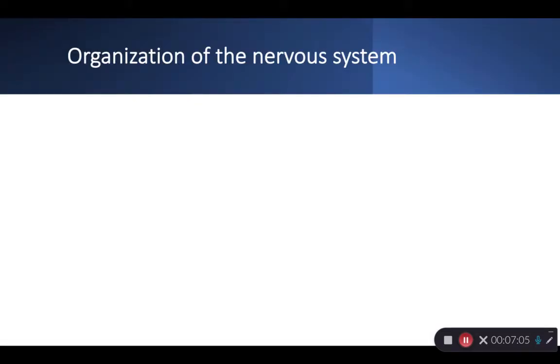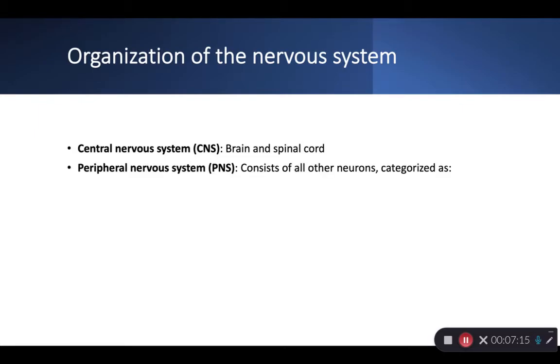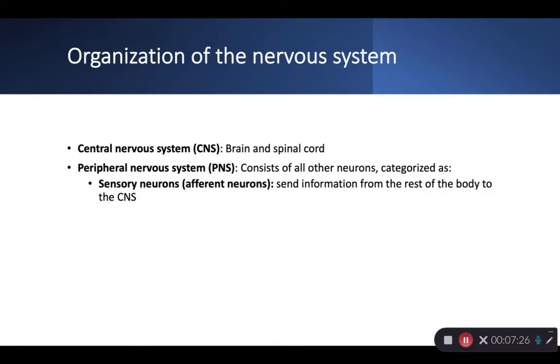Okay. To talk a bit more about the organization of the nervous system, this is going to be a review for you guys: the central nervous system consists of the brain and the spinal cord, and the peripheral nervous system consists of everything else. But last week I didn't talk about the fact that you can further divide up the PNS into several smaller divisions. So the peripheral nervous system is going to consist of what are called sensory neurons.